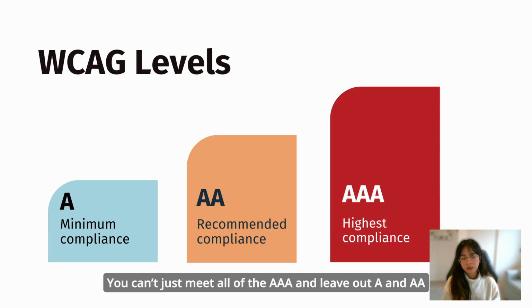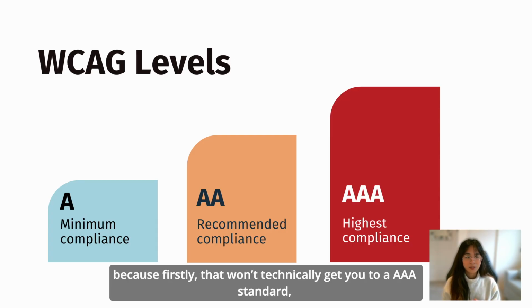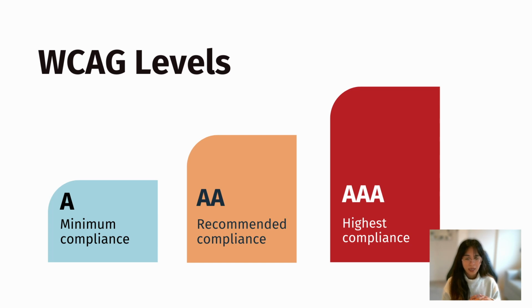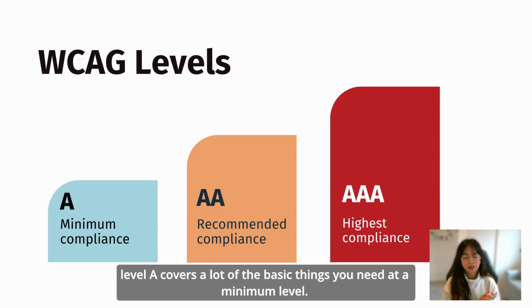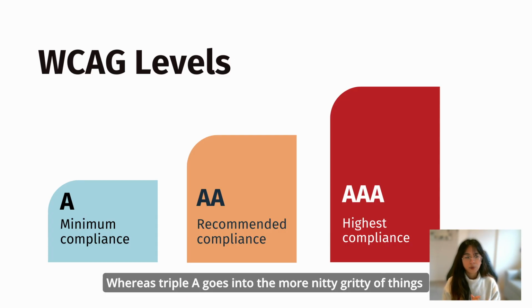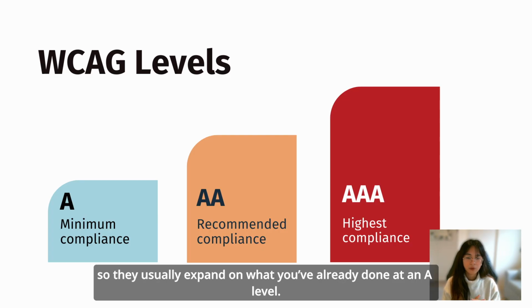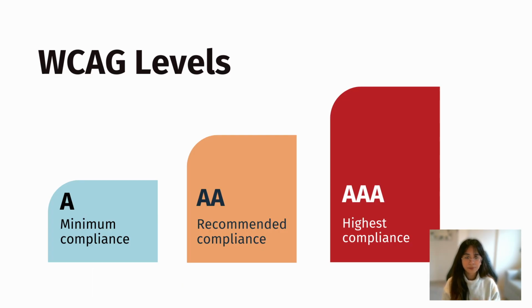You can't just meet all of the AAA and leave out A and AA, because firstly, that won't technically get you to a AAA standard, and second, that won't really do much for you because level A covers a lot of the basic things that you need at a minimum level, whereas AAA goes into the more nitty-gritty of things. So they usually expand on what you've already done at an A level.